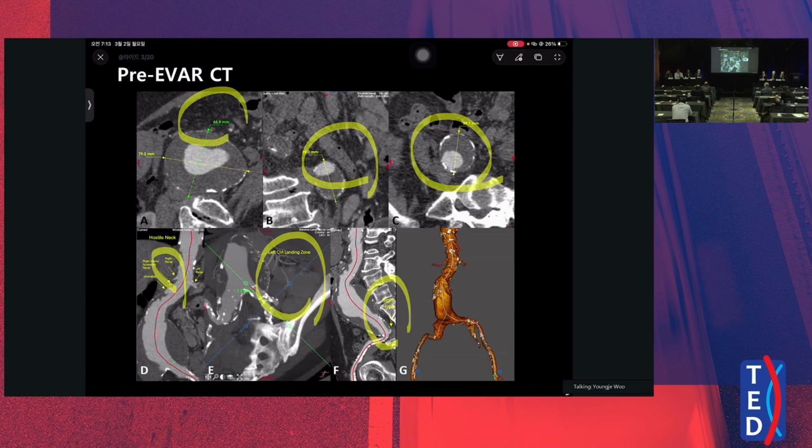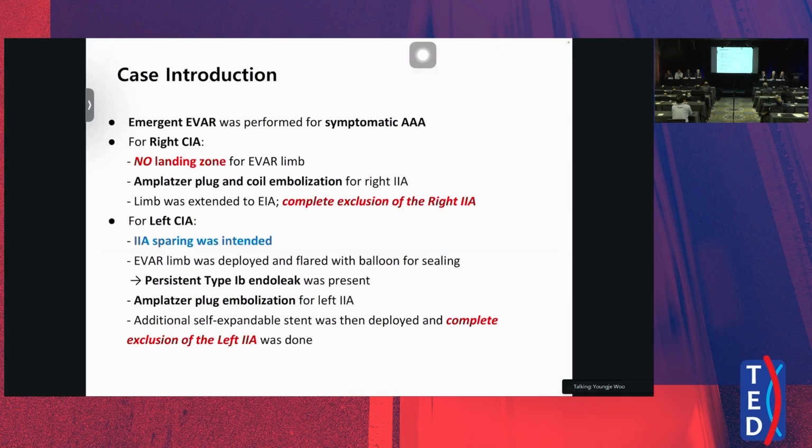entirely to the bifurcation. So, because she was symptomatic with abdominal pain, emergent EVAR was performed on the right without a landing zone, and the internal iliac artery was embolized with a plug and coils, and the limb was extended to the external. And on the left, internal iliac preservation was initially intended, but a persistent type 1B endoleak required plug embolization and limb extension to the external. So, this resulted in complete bilateral internal iliac exclusion.